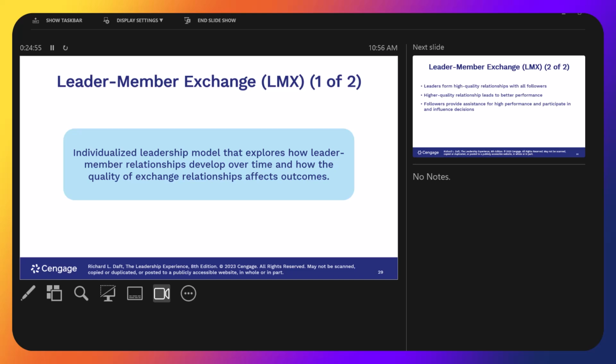Leader-member exchange is an individualized leadership model that explores how leader-member relationships develop over time and how the quality of the exchange relationship affects outcomes. So based upon the type of relationships you have with members and followers, the nature and scope of that also determines the nature and scope of your output, how things are done, quality of work, exchange, whatever else. There's an old saying, you may have heard this before, a happy employee is a productive employee. Well, an unhappy employee is an unproductive employee.